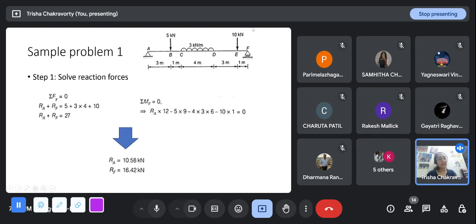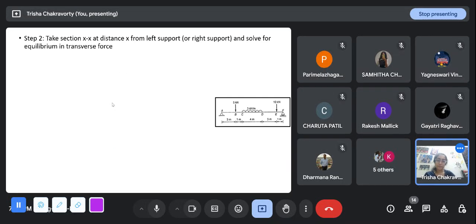But to make things easier, we take the moment about an already unknown force, so that in this equation we just have one unknown and we can solve it quickly. These things matter more in the competitive exams, when you have to solve the problems quickly, because in subjective exams you generally have enough time to solve.